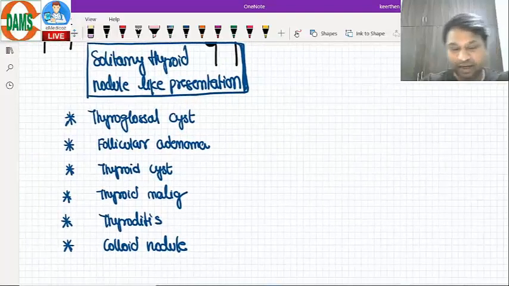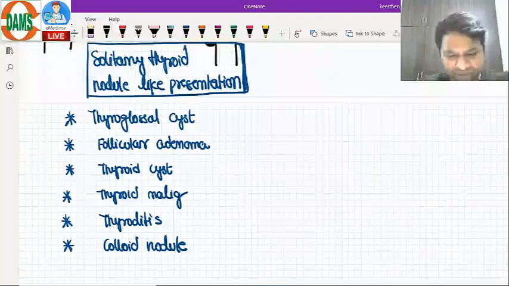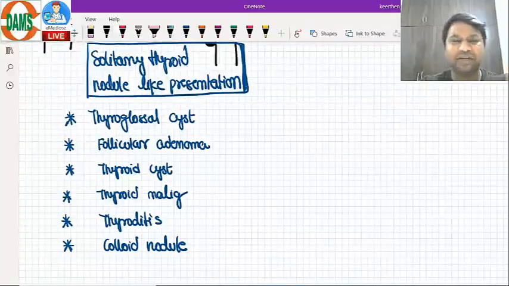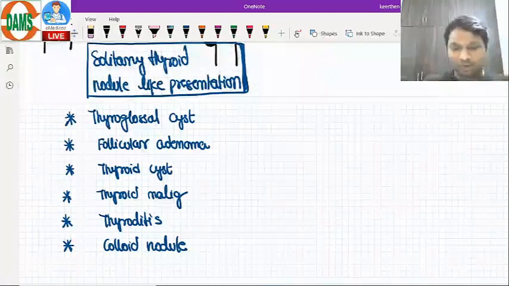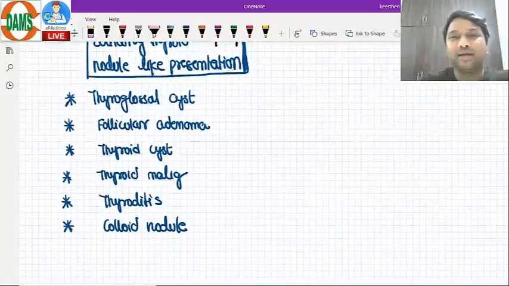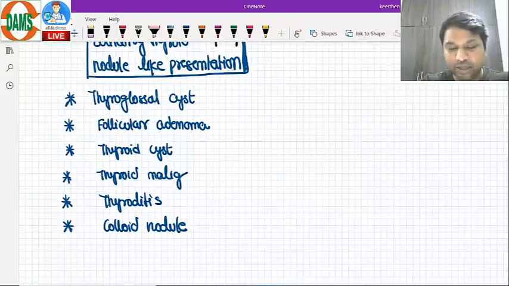Now, earlier there was a huge issue of what to do in each case: if it is thyroidosis, what will you do; if adenoma, what will you do; malignancy, thyroiditis. So there was a lot of hodgepodge going on. So the American Thyroid Association, that is called ATA, in 2015 updated its guidelines.